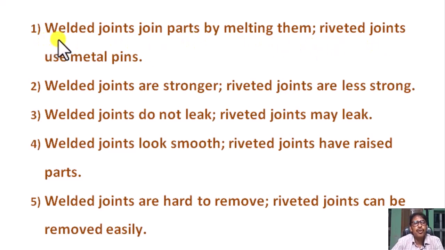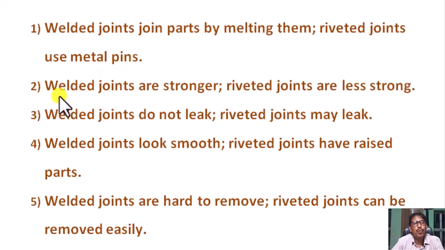Number 1, welded joints join parts by melting them. Riveted joint use metal pin. Welded joint by heating, but rivet joint by putting a pin through the holes.